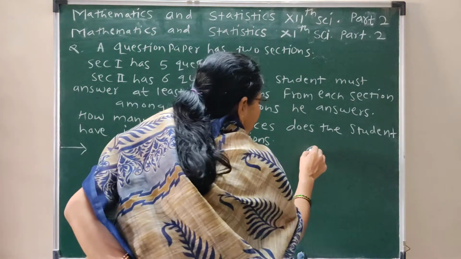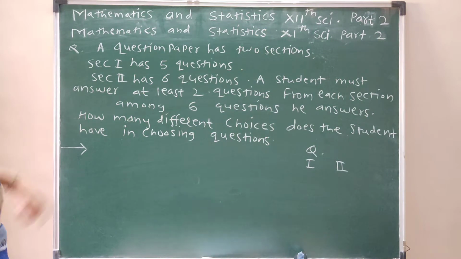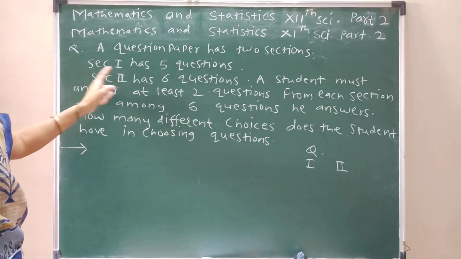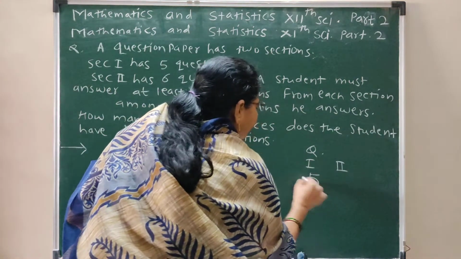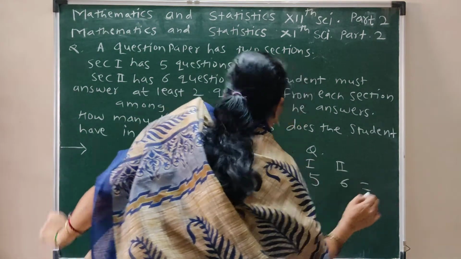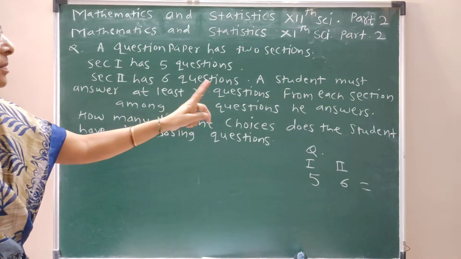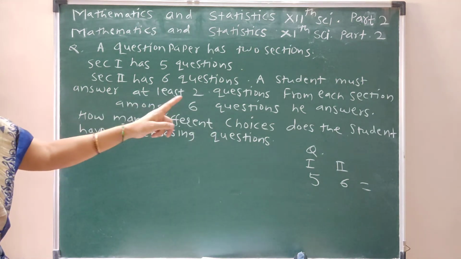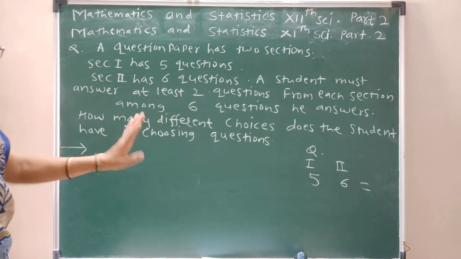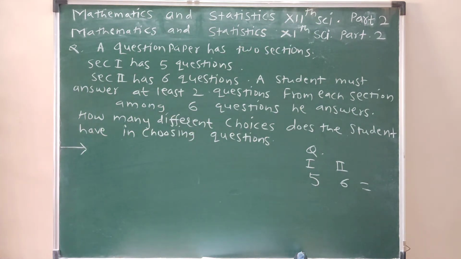A question paper has 2 sections. One has 5 questions, the second has 6 questions. A student must answer at least 2 questions from each section. Among these, he has to solve 6 questions. How many different choices does the student have in choosing questions?